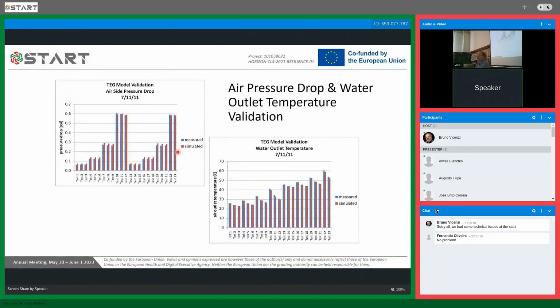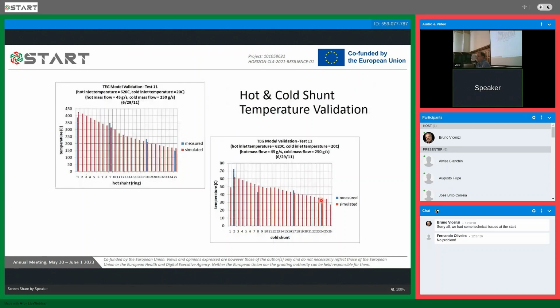We also were able to capture the airside pressure drop, and you can see the difference between the measured and simulated across the range of conditions that we were testing. The water outlet temperature, we had to be able to predict that. You have a certain inlet going in, but we wanted to make sure that we could simulate that as well. Wanted to measure the hot and cold temperatures of the shunts, or the electrical connectors on the parts. And you can see it's not perfect. This blue is higher than the red, but the general trend was captured there.